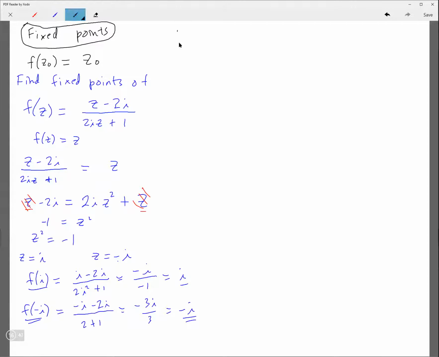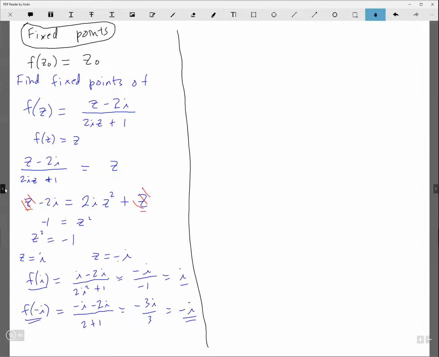Okay, so that's the thing about fixed points. If you have a Mobius transformation and you go to find the fixed points, typically what's going to happen is you're going to get a quadratic equation. And of course, quadratic equations have two solutions, right? Okay, so great. That's fixed points.